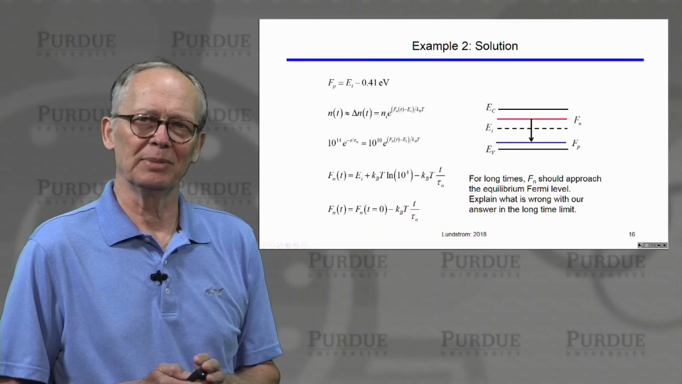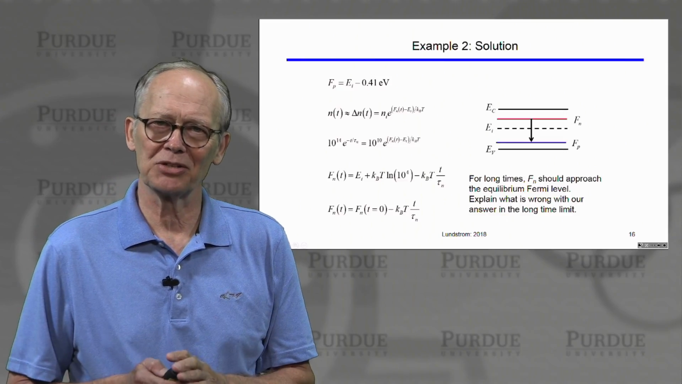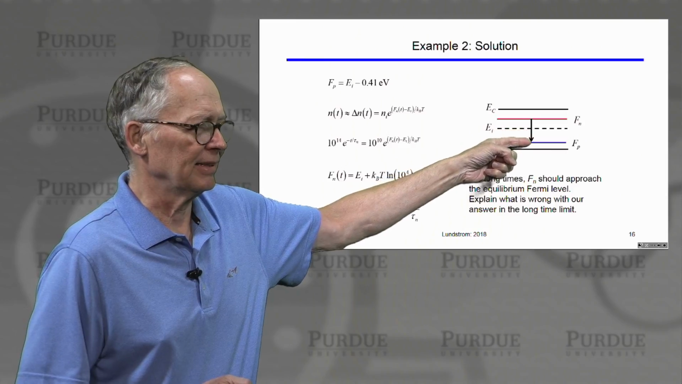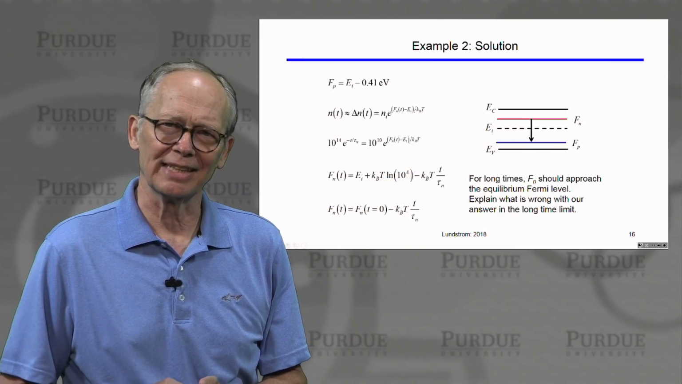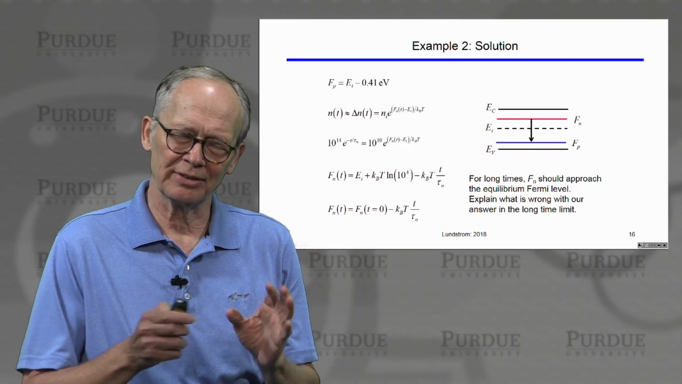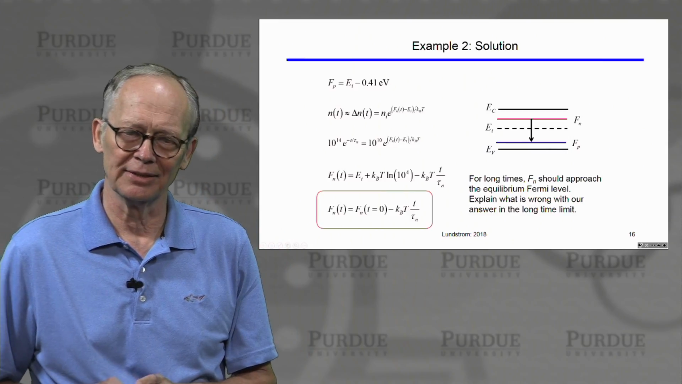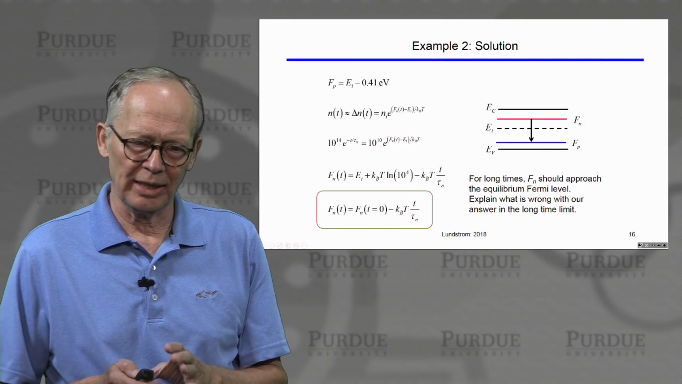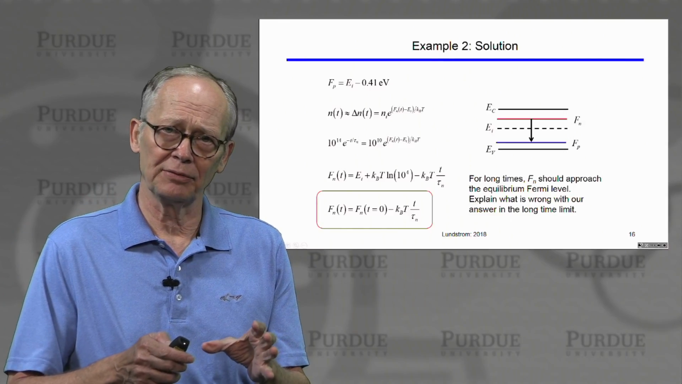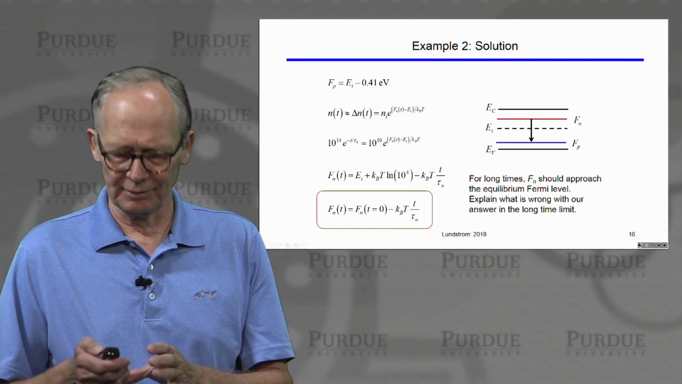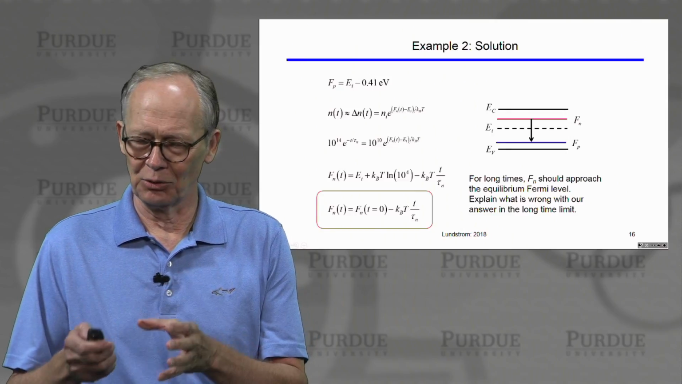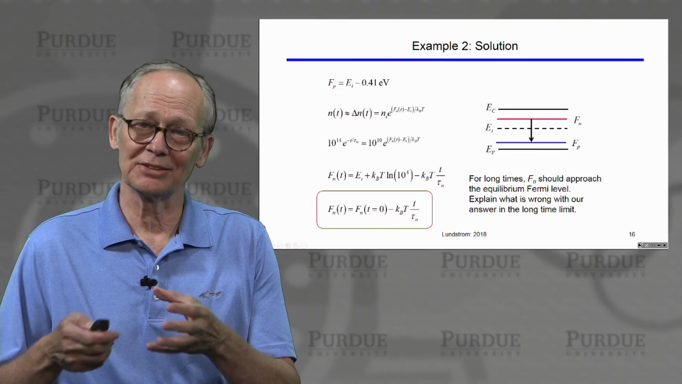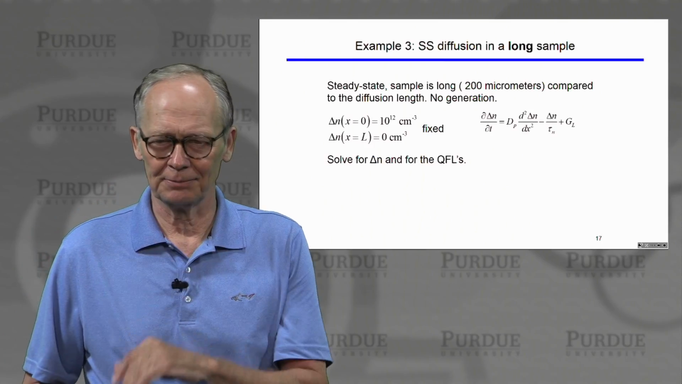Look back and think about this a little bit. We made an approximation that works fine for the initial stages of this, but that doesn't describe the final stages of that decay. See if you can think about that and figure out what's going on there. All right, so that's a way that after we solve the minority carrier diffusion equation, we can always then translate that minority carrier concentration to a quasi-Fermi level.